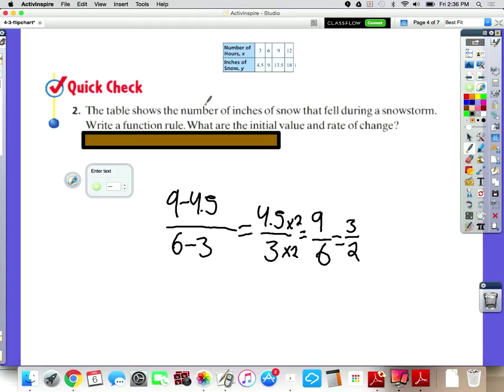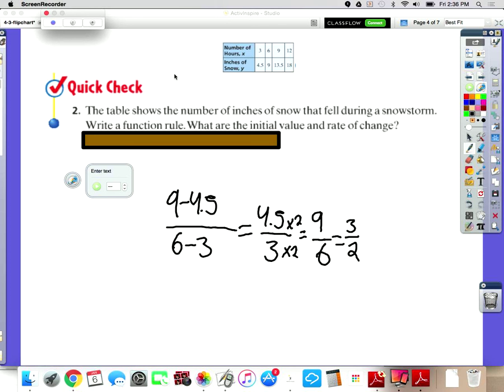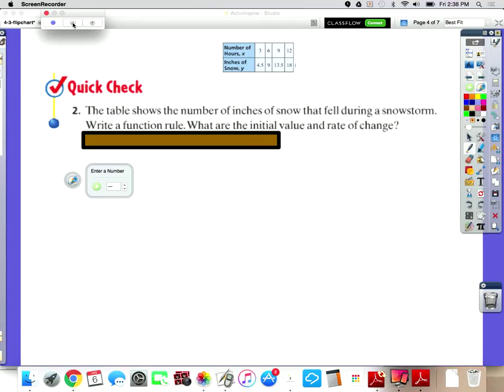We already got the slope. Now we are going to get the y-intercept. When there is a 0 for x, that y is the y-intercept, which is easy. But then I give you a table with no 0 in it.